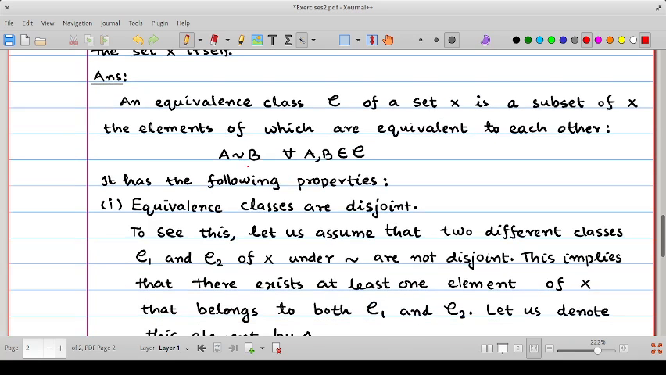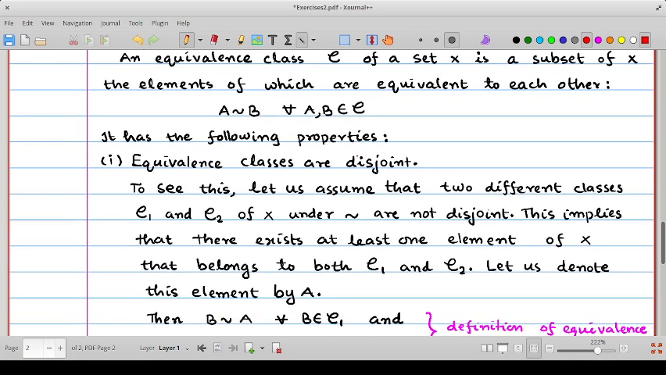So we may write it in the following way. C is an equivalence class of the set X if C is a subset of X and A is equivalent to B for all elements A and B of the class C. Now it has the following properties.